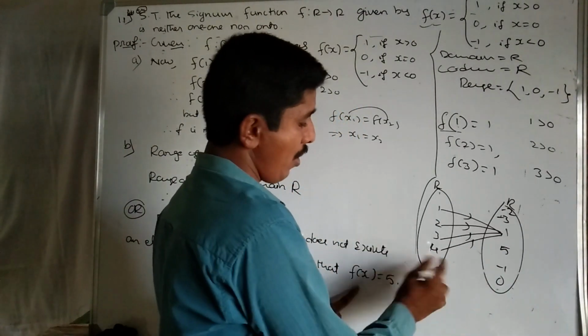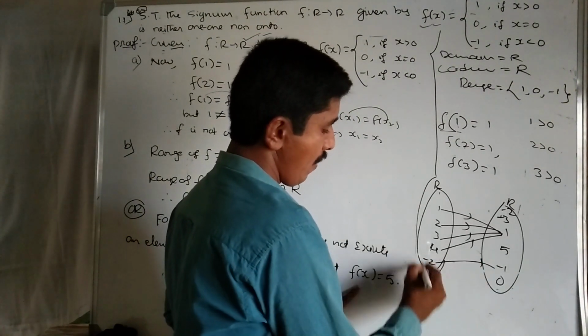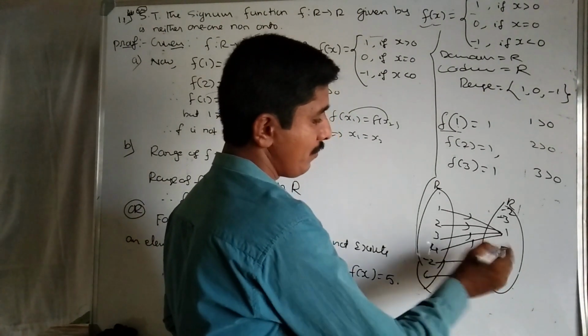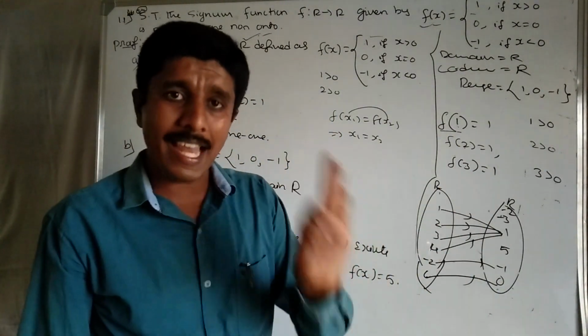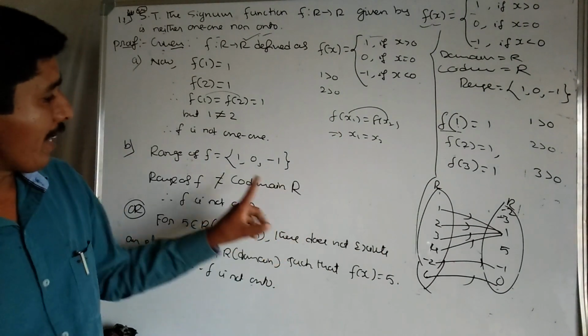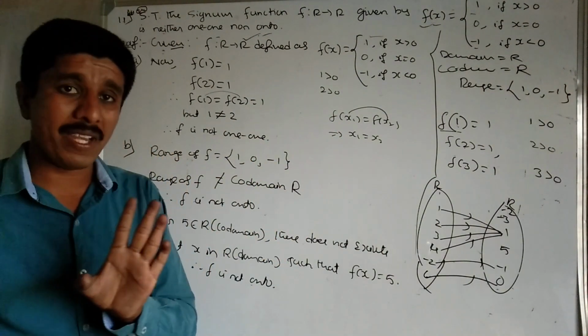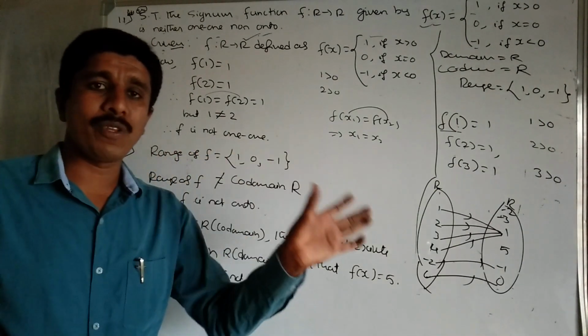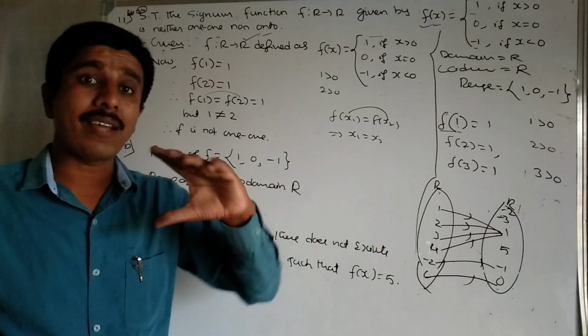Only range element. Suppose negative number -2 means it is mapping with -1. Here 0 means it is mapping with 0. Domain element, you take any element, but range elements are only 1, 0, -1, that's it. Range contains only 3 elements. Only 3 elements of the codomain have their pre-image in the domain, but not other numbers.